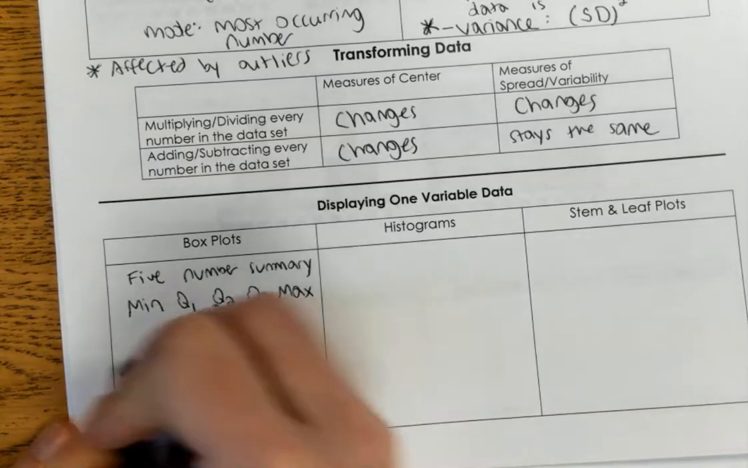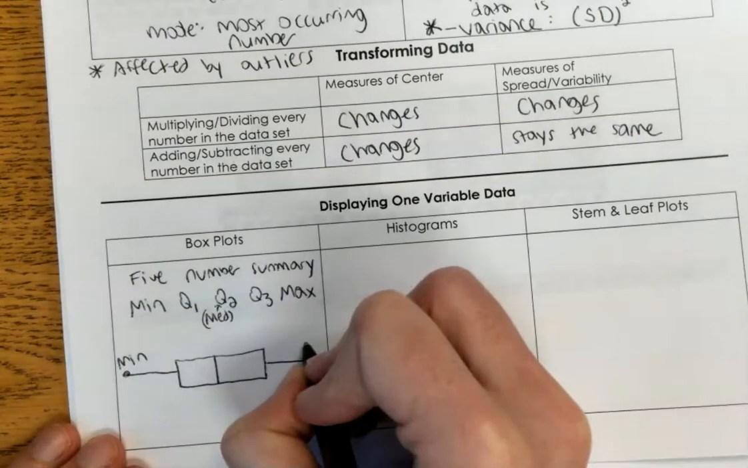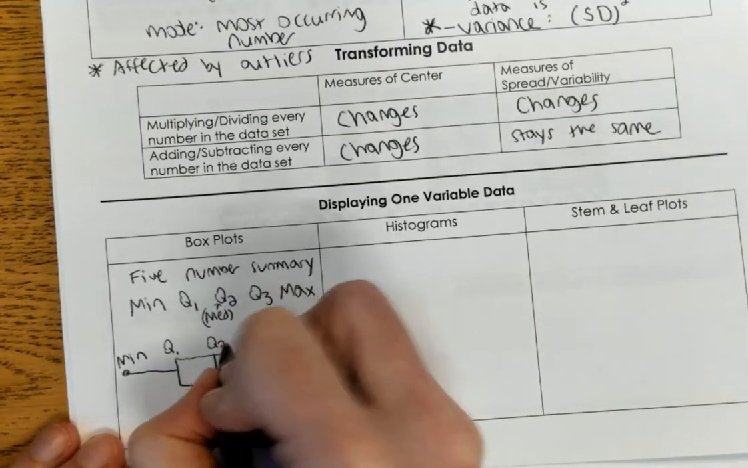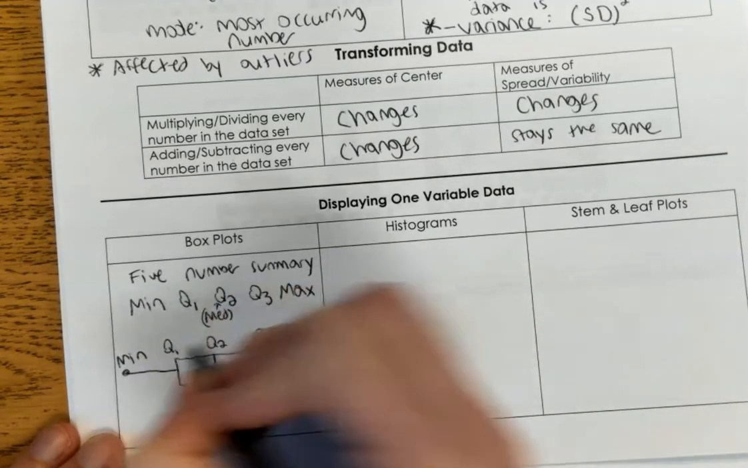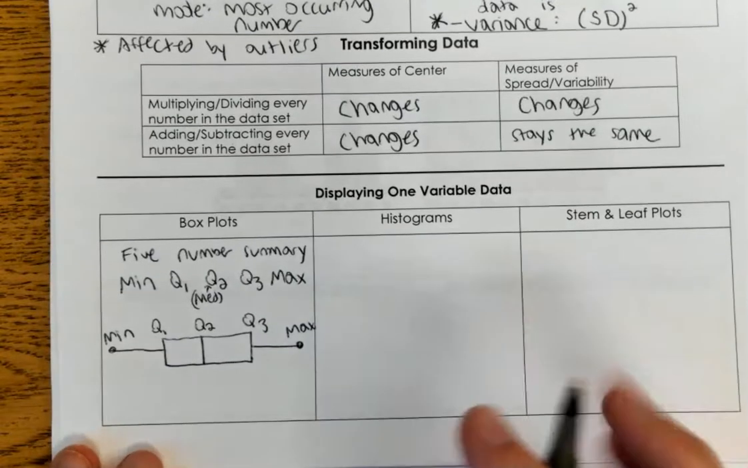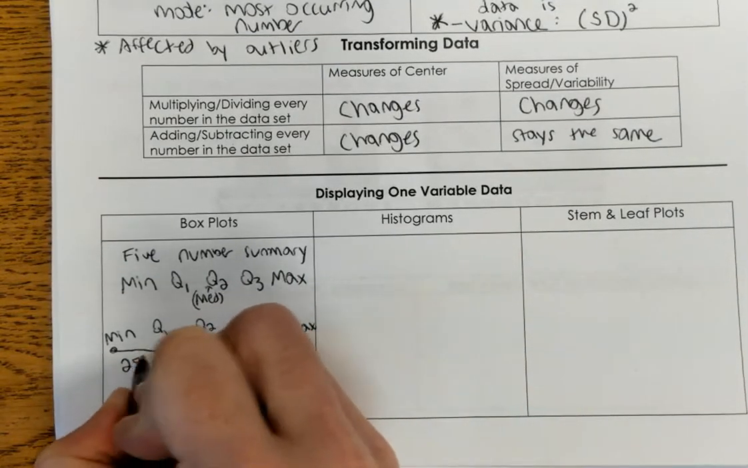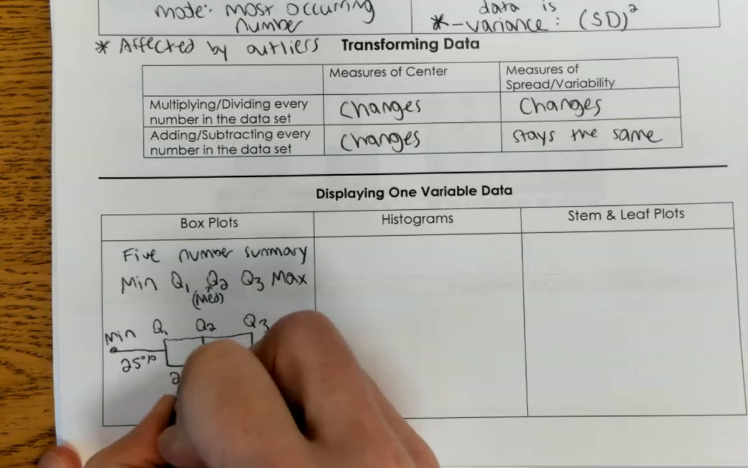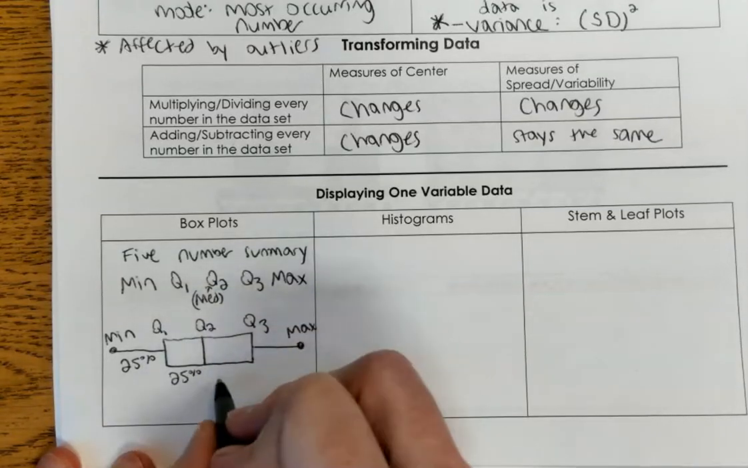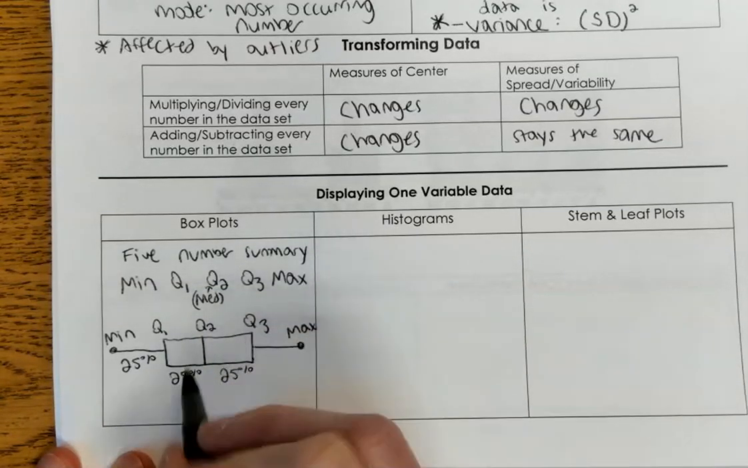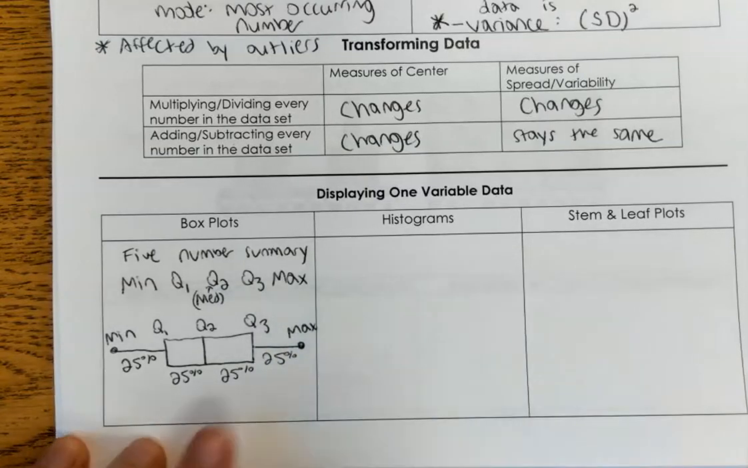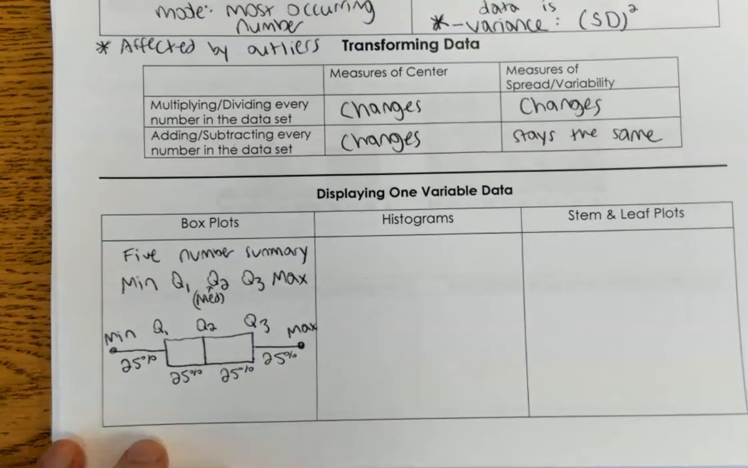This is what your box plot looks like. Your min, your max, your Q1, your Q2, and your Q3. Now remember, it's split up into 25% chunks. So 25% of the data is between the min and the Q1. 25% is between the Q1 and Q2. 25% is between Q2 and Q3. And 25% is between Q3 and the max.